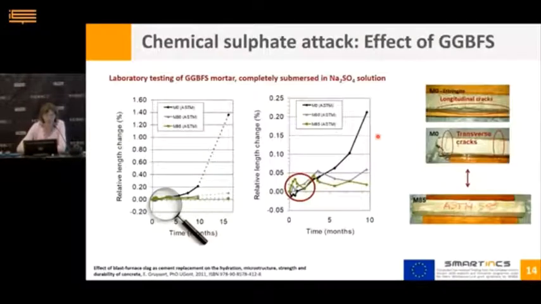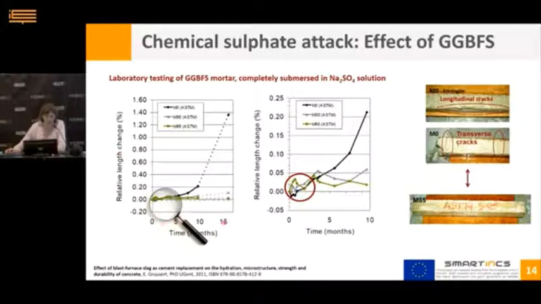So then we move on to an example, still from my PhD, so it's already from 2011. In my PhD I was looking at the effect of ground granulated blast furnace slag on different durability properties, and one of them was sulfate attack. Here you see results from mortar bars that were made and tested according to a procedure based on the ASTM C1012 standard. That was complete submersion of these prisms in a sodium sulfate solution. We measured the relative length change as a function of time.